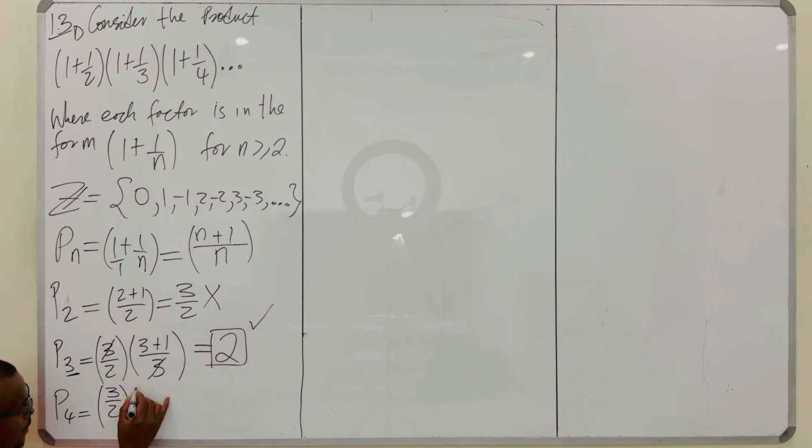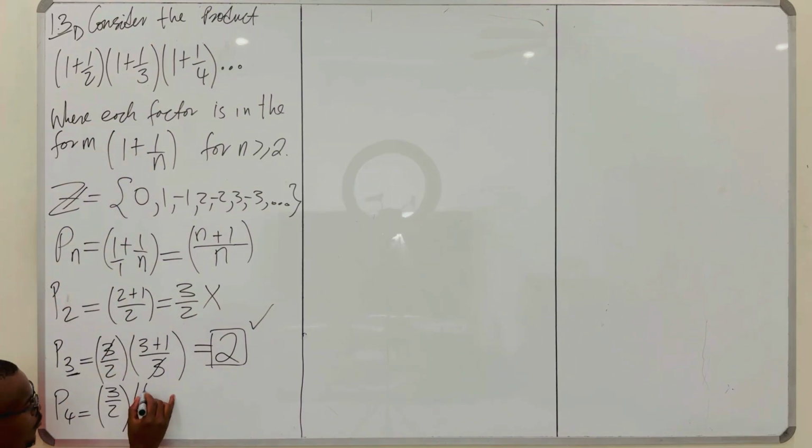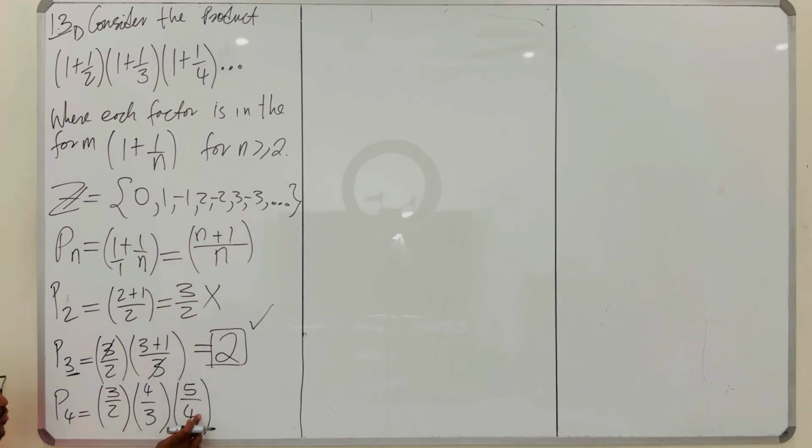Are you with me? The second one, which was what? It was 4 over 3. But now, 1 for here. To get the 1 for here, substitute there. So it's going to be 5 over 4, because you put your 4 there, plus 1, to be 5 over 4. Are you with me?